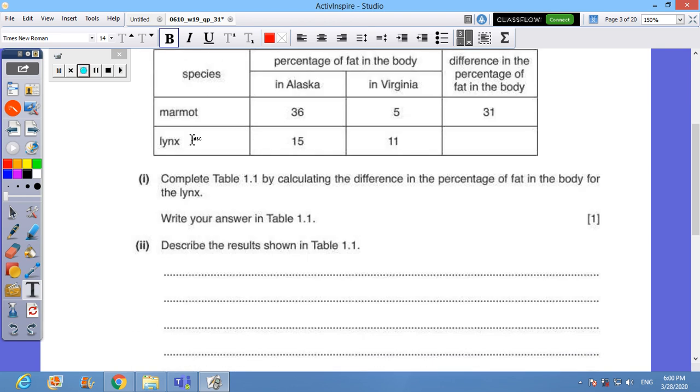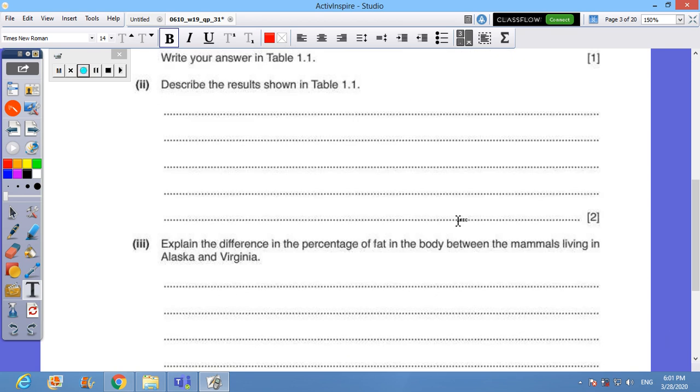So I have on the vertical axis mammoths and lynx, the 2 species we talk about. On the horizontal I have the percentage of fat in the body in Alaska and in Virginia. And now we have the difference: 36 minus 5 equals 31 for mammoths. Complete table 1.1 by calculating the difference in the percentage of fat in the body of the lynx. I will follow the same procedure. I will write 15 minus 11, equals 4. That's why all you need to do is write 4 right here. If I do the math and I forget about writing the answer on the table, does it matter? Yes, it does. You need to write the full answer on the table as he instructs you.